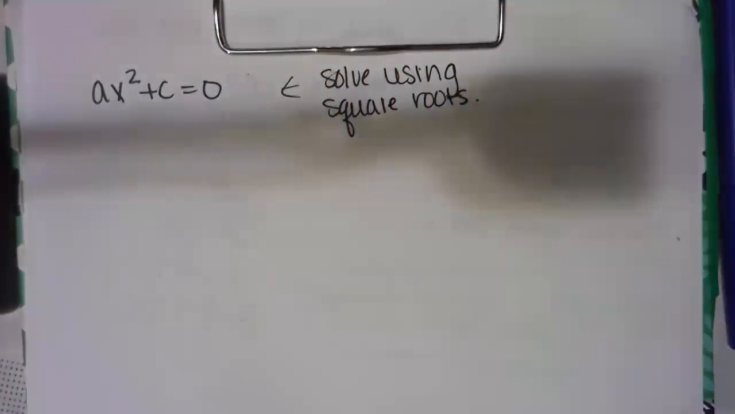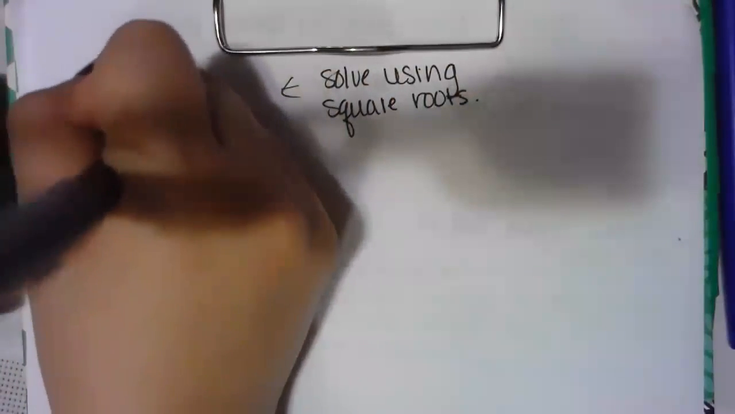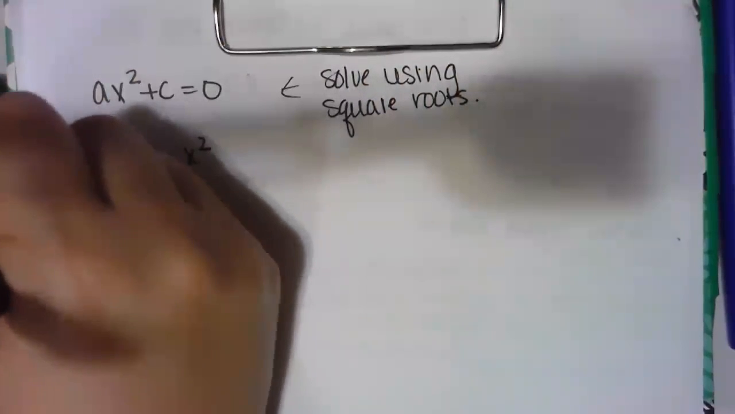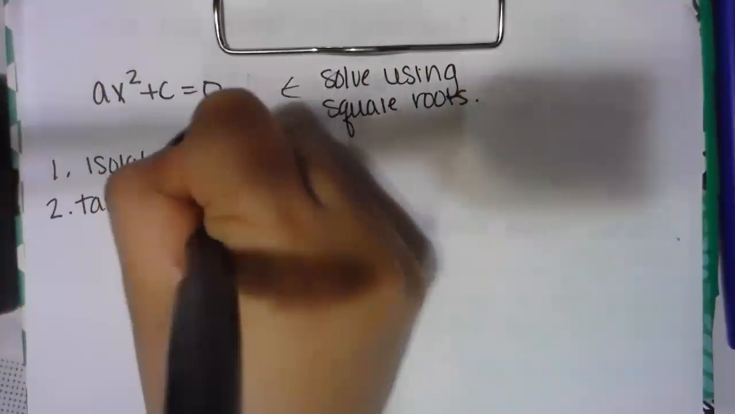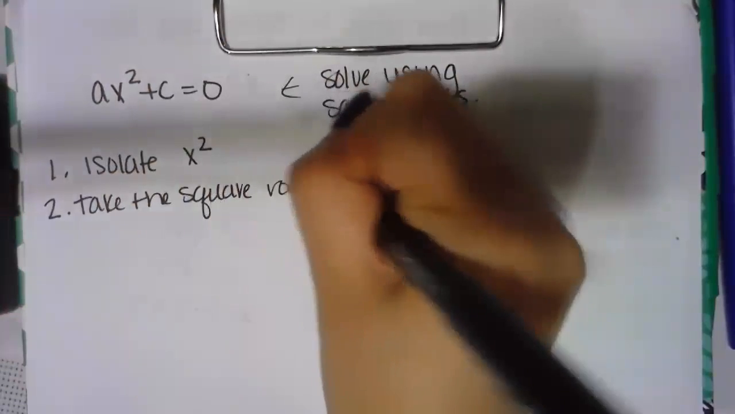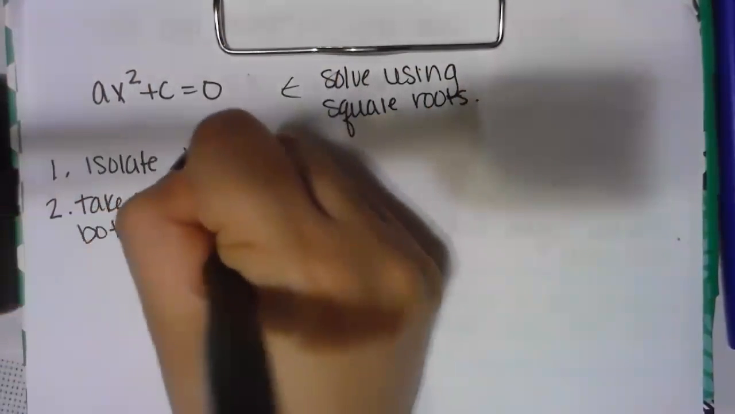Okay, so the steps for this is that first you have to isolate x squared, and then we're going to take the square root of both sides, because what you do to one side of the equation, you have to do to the other side of the equation as well.